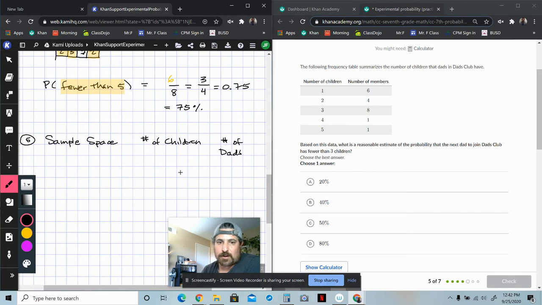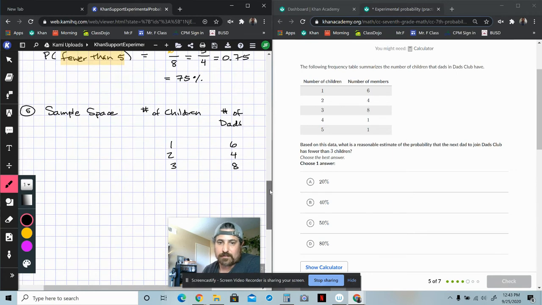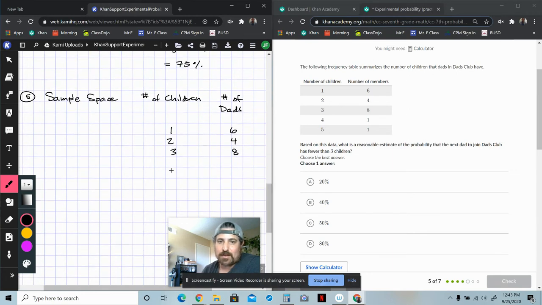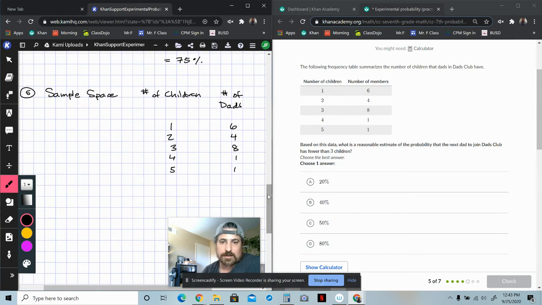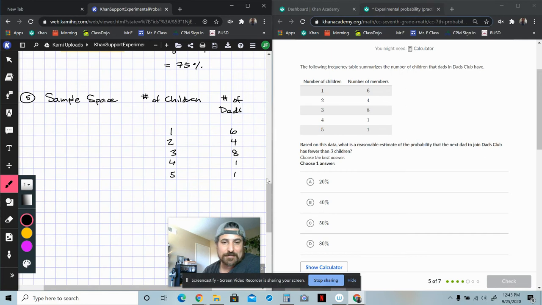So what's the relationship here? We know that for 1 child, there were 6 dads. For 2 children, there were 4 dads. For 3 children, there were 8 dads. That's quite a lot of parents who had 3 children. And for 4 children, there was only 1 dad who had 4. And for 5 children, there was only 1 dad who had 5. So these are quite large families, really. 3 kids is a big family, and there's 8 dads who had 3 kids. All right, so this is the data that we've been given, right?